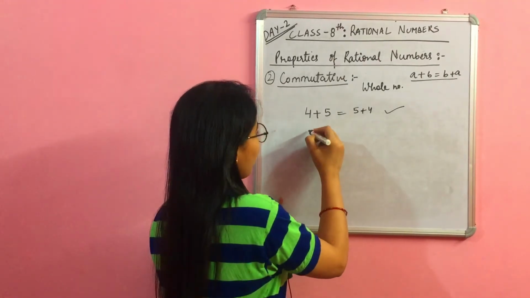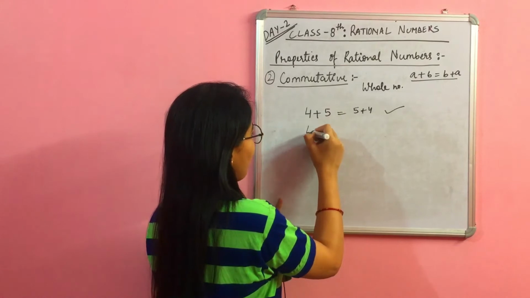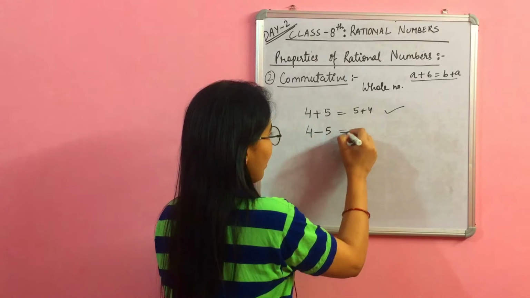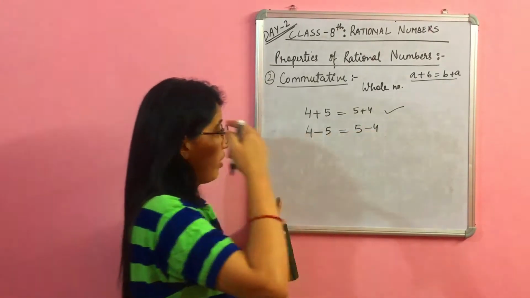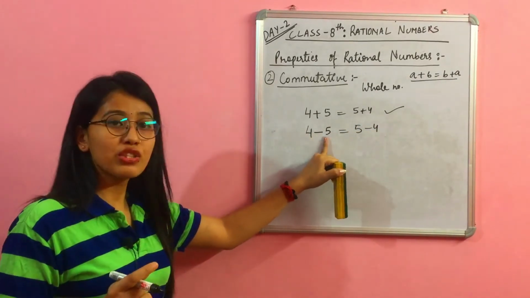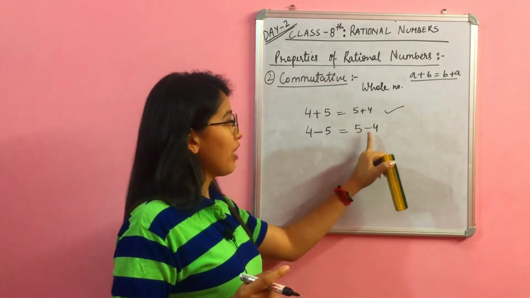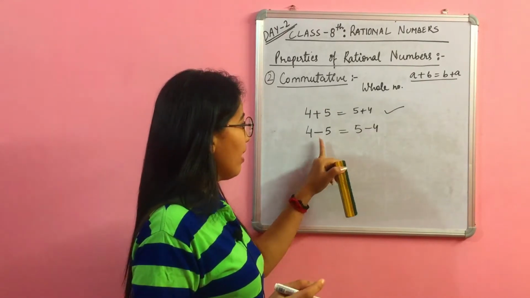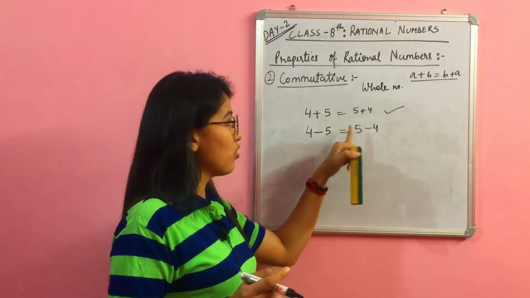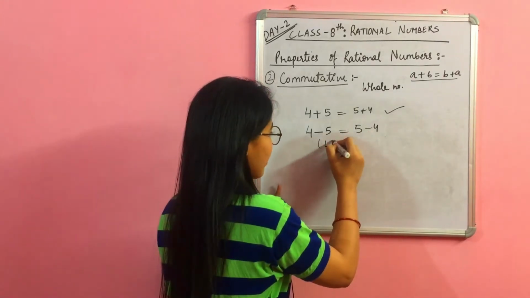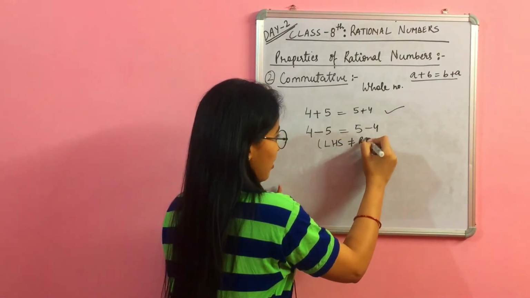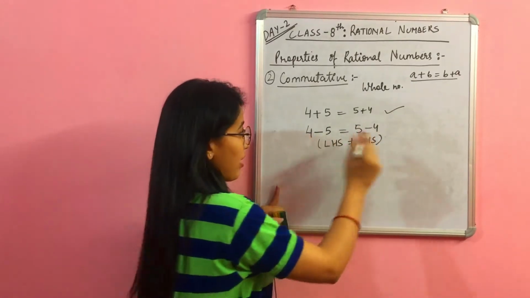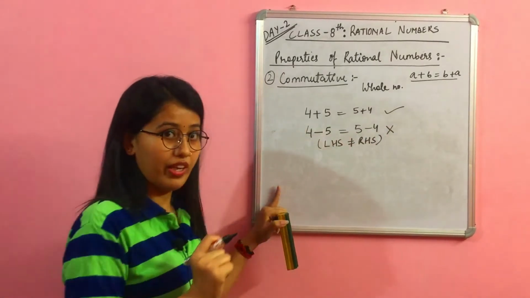Now let us check for subtraction as well. If I am saying 4 minus 5, two whole numbers, 4 minus 5 is equal to 5 minus 4. If you see here, this 4 minus 5 is equal to minus 1 and this 5 minus 4 is equal to 1. So we can clearly say that these two quantities, LHS is not equal to RHS in the case of subtraction. So in the case of subtraction, our property is not satisfying.